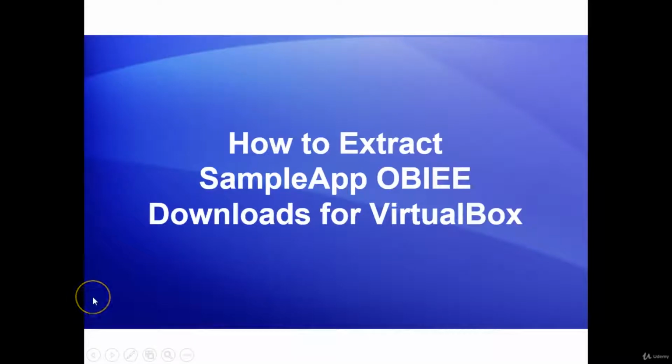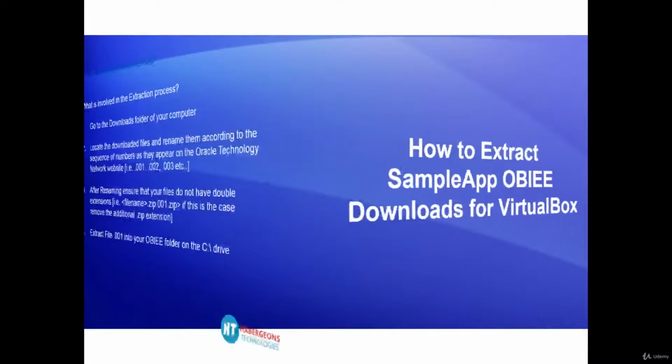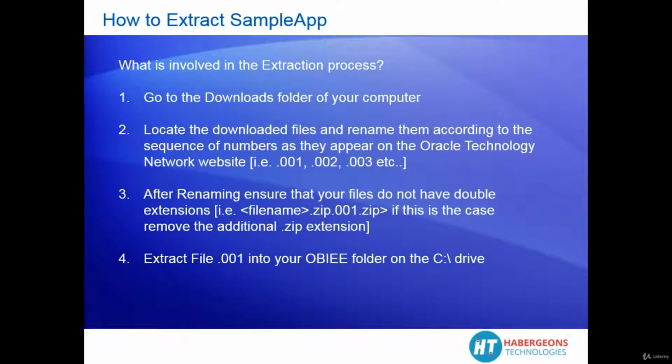Hi, this video will show you how to extract the sample application for OBIEE to use in the Oracle Linux VirtualBox. In order to do so, please follow the next steps. Go to the Downloads folder of your computer, locate the downloaded files and rename them according to the sequence of numbers as they appear on the Oracle Technology Network website.